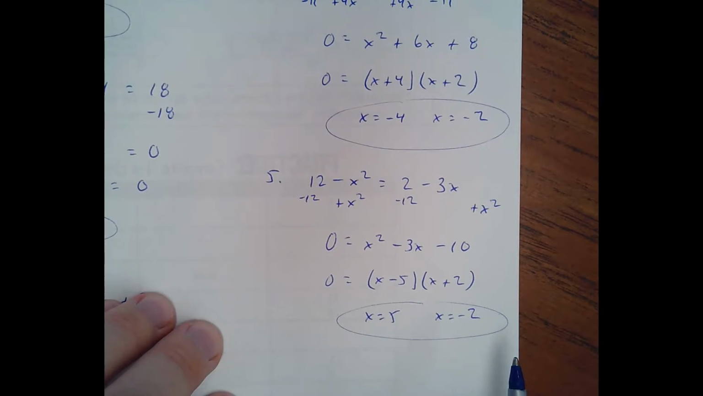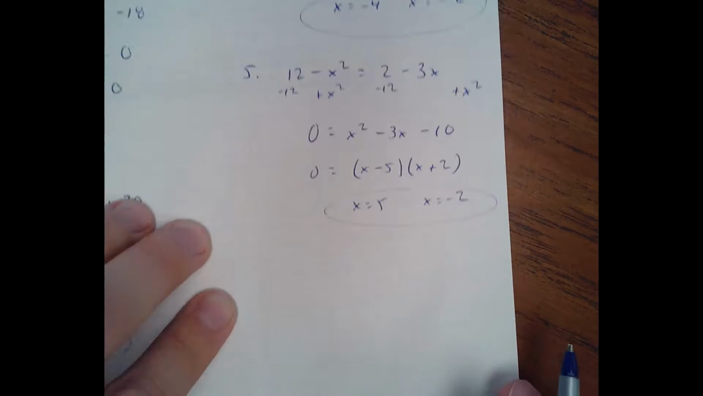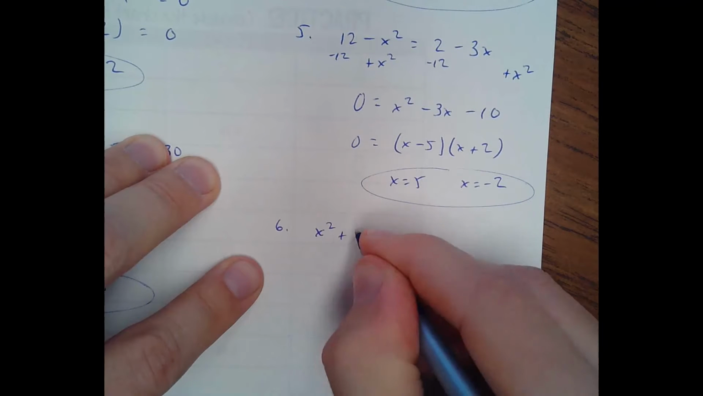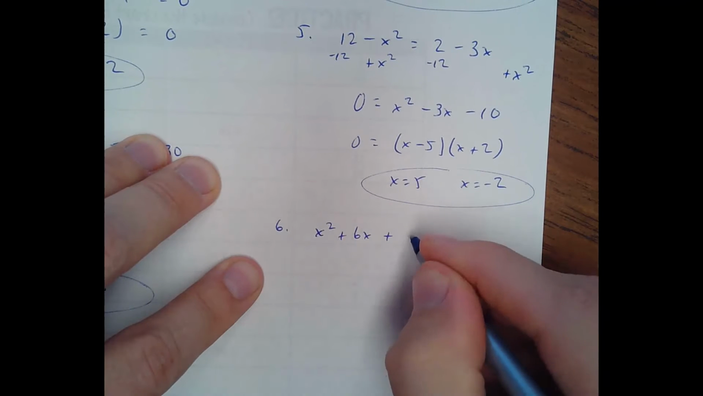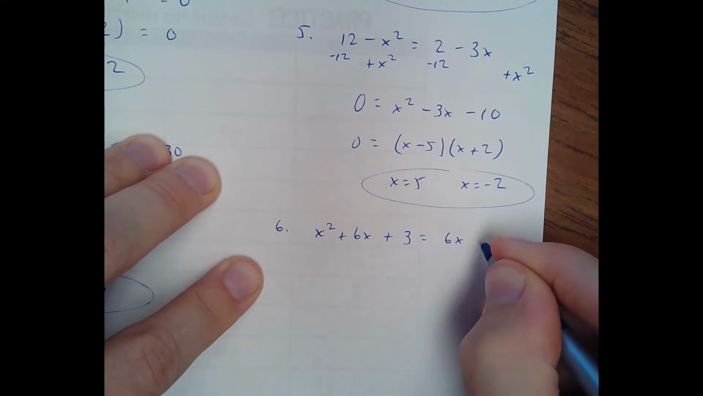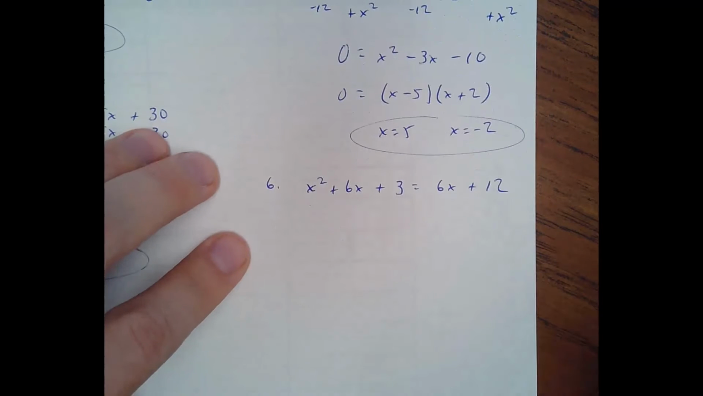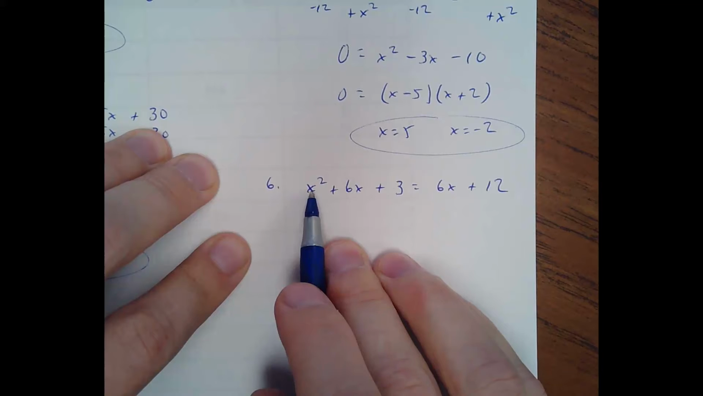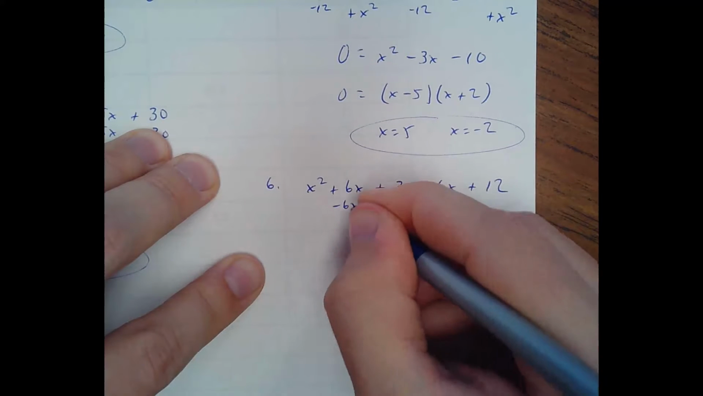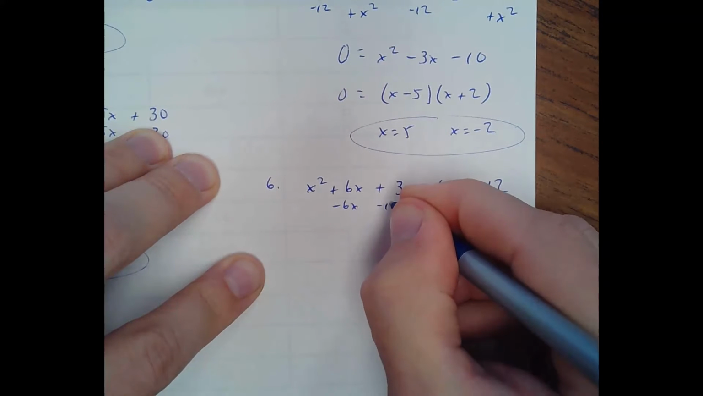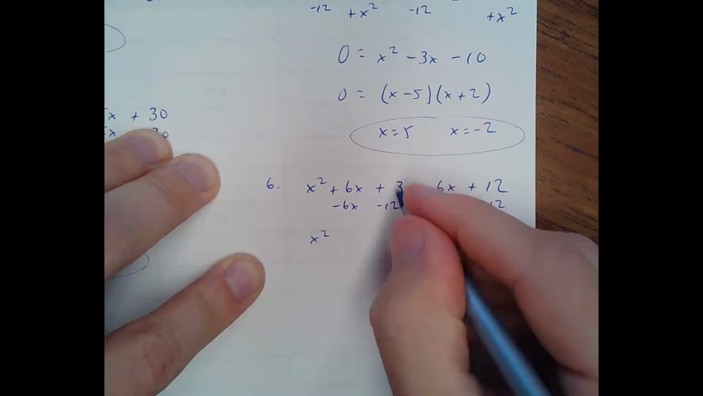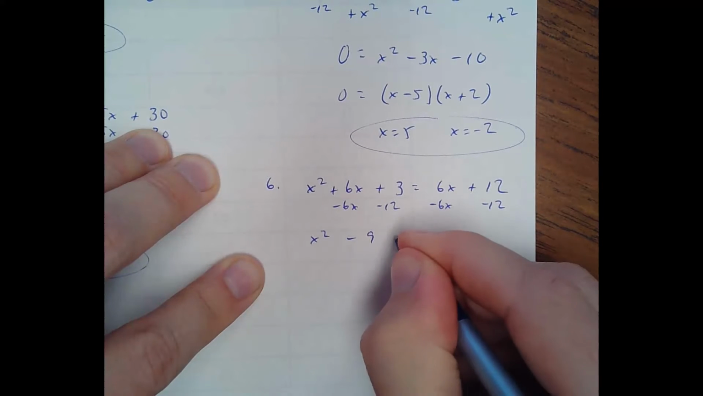All right. And last example, x squared plus 6x plus 3 equals 6x plus 12. All right, so here's the positive x squared, so let's move everything over to that side. So subtract 6x, subtract 6x, subtract 12, subtract 12. So we get x squared. 6 minus 6 is 0, so that's gone. 3 minus 12 is -9 equals 0.